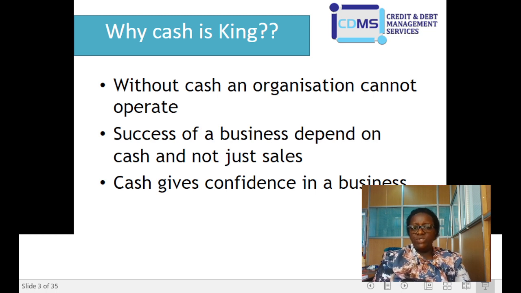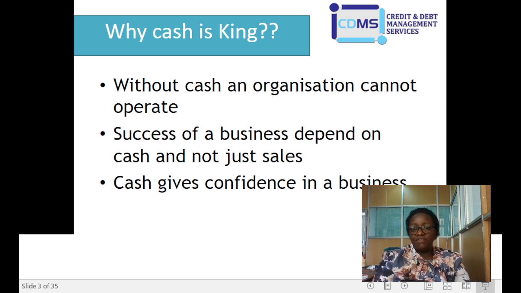So we say without cash, the organization cannot operate. The success of your business will depend on cash and not just sales. We are not supposed to celebrate because we have just sold, but we should celebrate that we have sold and we have collected. What gives us confidence in business is when we have cash. Cash gives us the confidence that we need as far as the business is concerned.